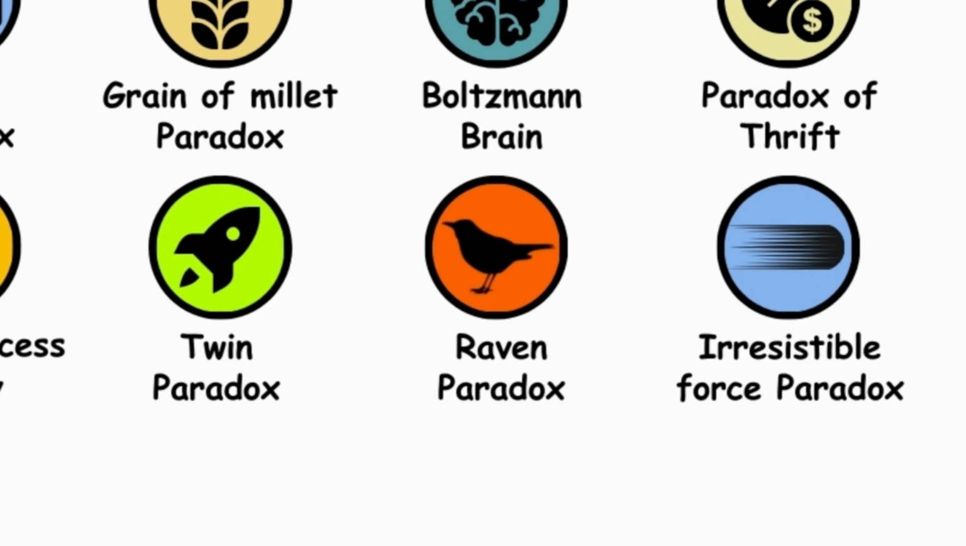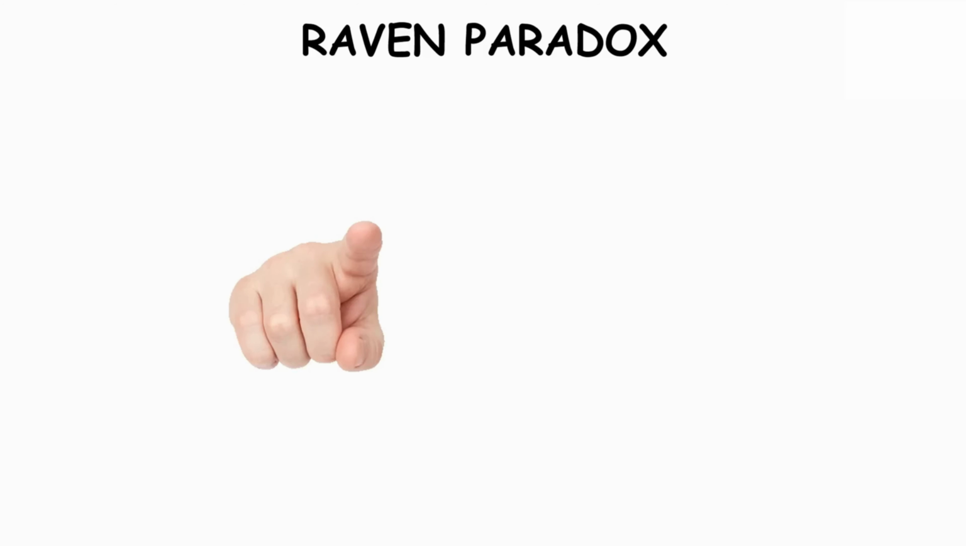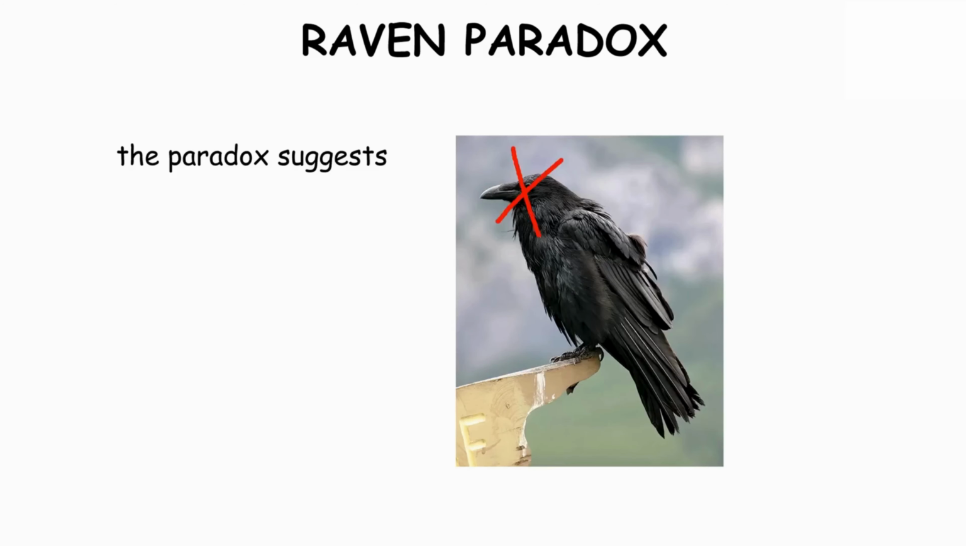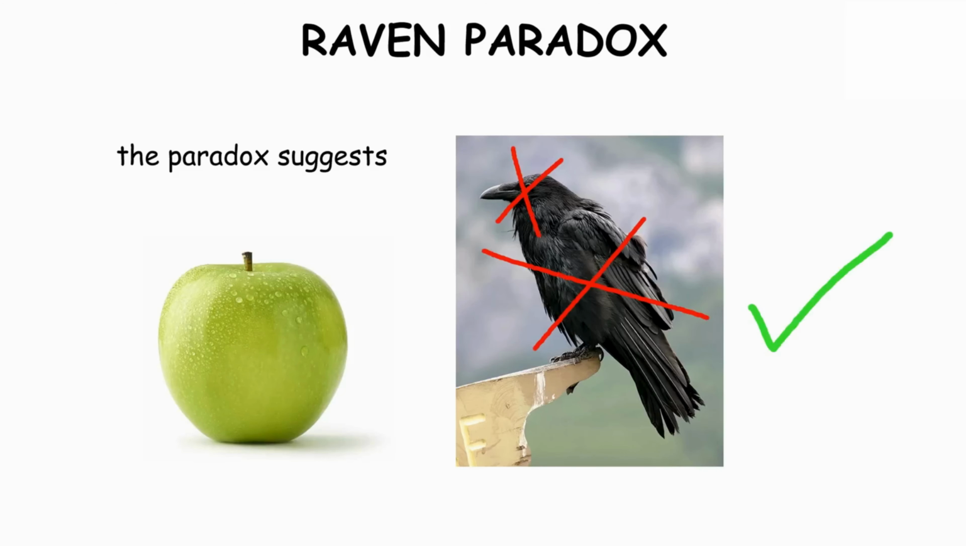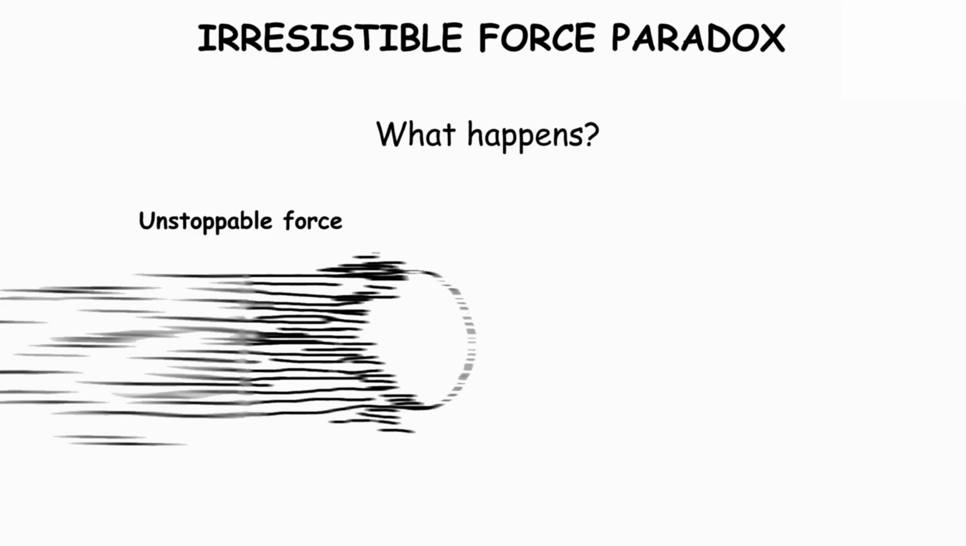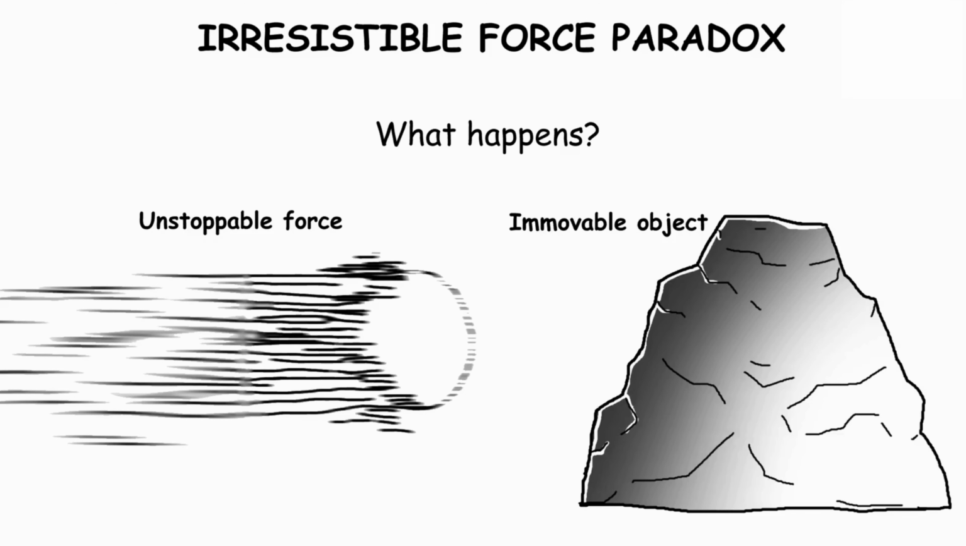Raven paradox. If you wanted to confirm that all ravens are black, finding a black raven supports your claim. But the paradox suggests that also finding something that is not a raven and not black, such as a green apple, supports your claim. Irresistible force paradox. What happens when an unstoppable force meets an immovable object?